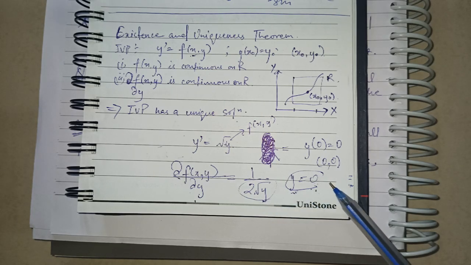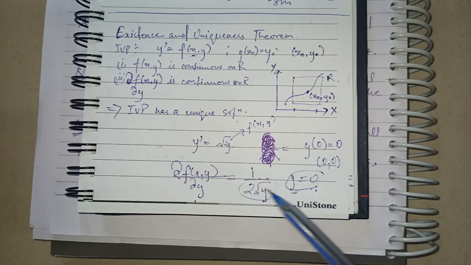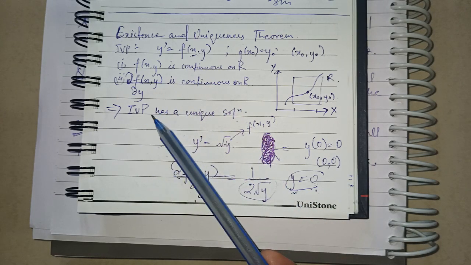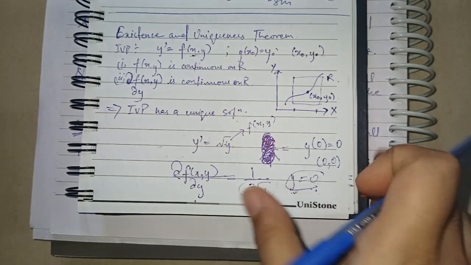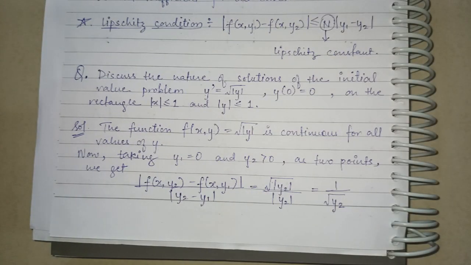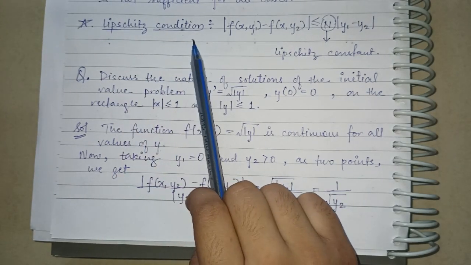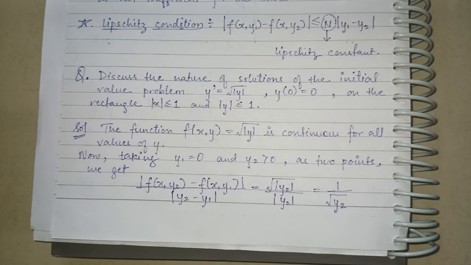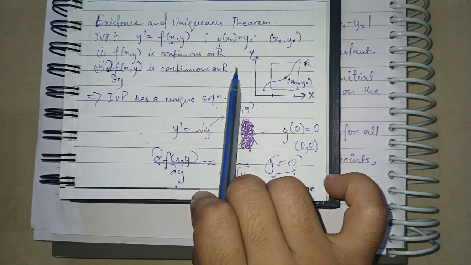And when it is not defined at y equal to 0, how will you conclude whether it is continuous at y equal to 0 or not? We need to know this, because only then can we conclude whether our IVP has a unique solution or not. But what can we do? For that, we'll study another term, which is the Lipschitz condition. This condition will replace our second condition in this case, that the partial derivative should be continuous on R.